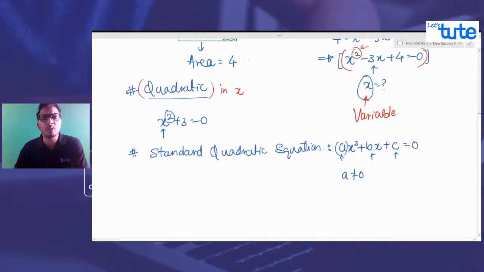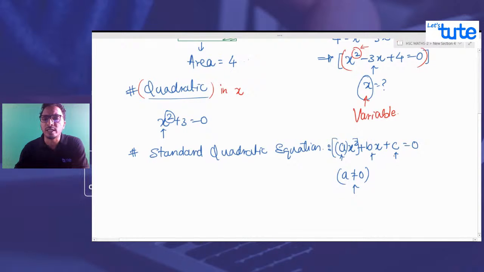Suppose if it is 0, then what happens? If it is 0, then this whole term turns out to be 0, and we don't have the highest degree of the equation as 2. So we have to preserve the highest degree as 2 for the equation. That's the reason we need to preserve this condition always. Whenever we have a quadratic equation, we need to make sure that the value of a is non-zero. Only then is that equation called a quadratic equation.